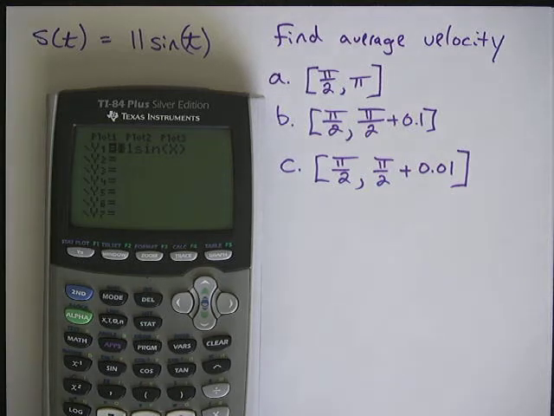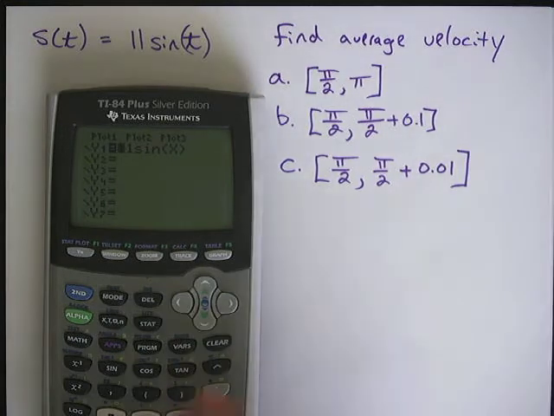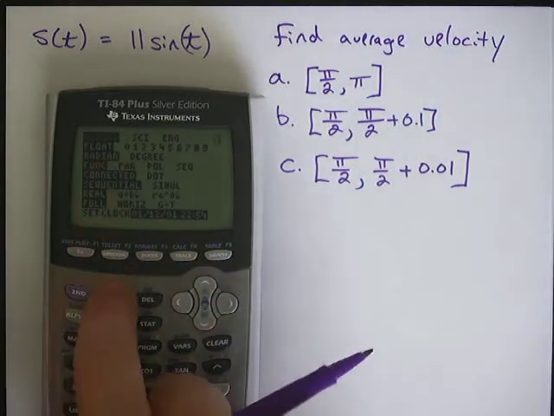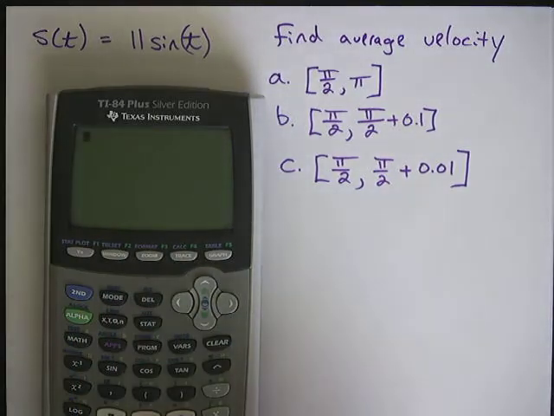Okay, in this problem, we're asked to find the average velocity between 2 points of the function 11 sine t. So how do we go about doing that? What we're going to do is type the function 11 sine x into the calculator. Make sure that your mode is in radians. That'll screw things up if you don't. Then go out to your home screen.